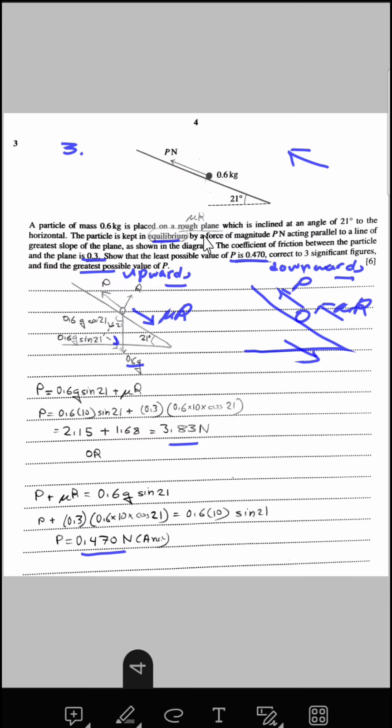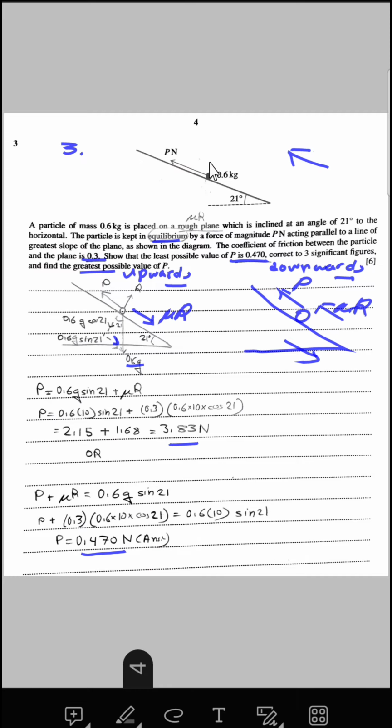Question number 3. A particle of mass 0.6 kg, that is, its weight is 0.6g, acts vertically downwards on a rough plane. That means a frictional force, μR, acts on the particle. The plane is inclined at an angle of 21 degrees to the horizontal. The particle is kept in equilibrium, which means the overall resultant of these forces is 0, by a force of magnitude P newtons acting parallel to the line of greatest slope of the plane.